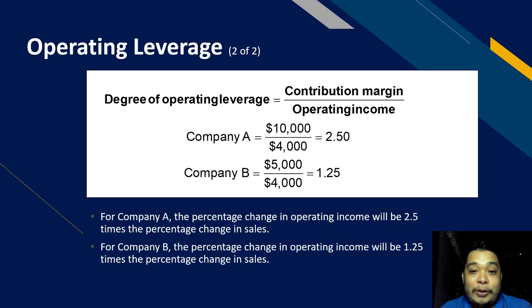For Company A, the multiplier is 2.5. It's higher. Mas malaki yung impact to bottom line when you increase sales by 1%. No? I think this also fundamentally describes the risk return concepts in finance. High fixed cost companies are riskier, right?